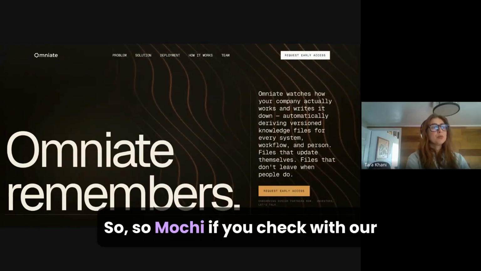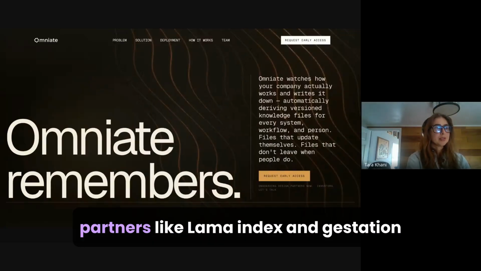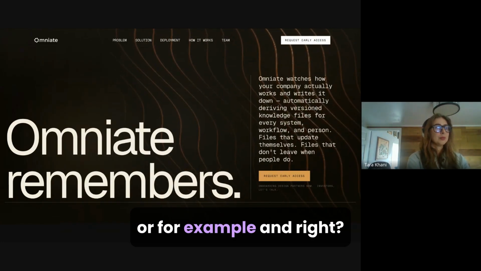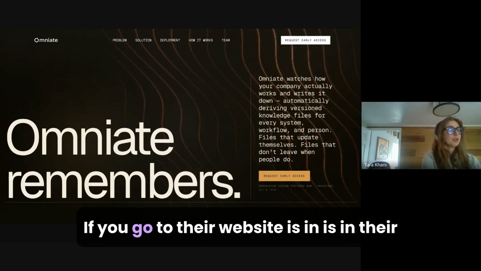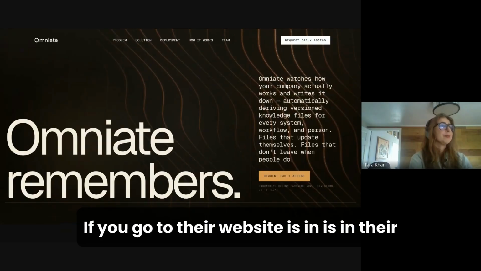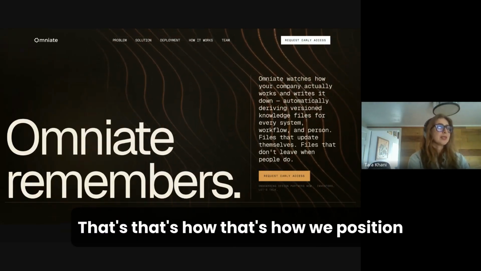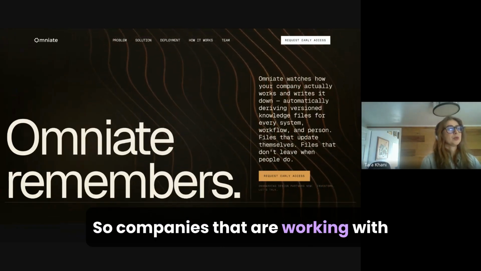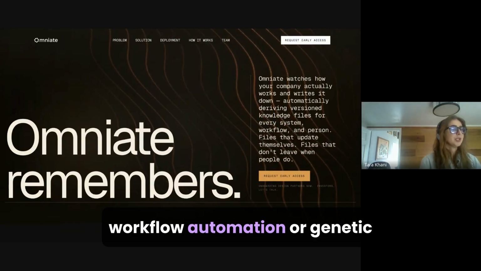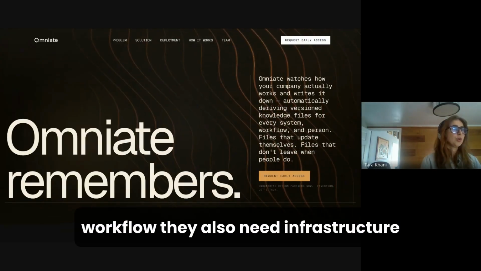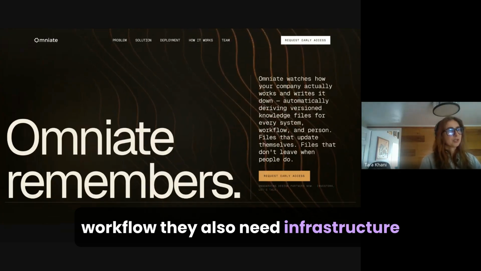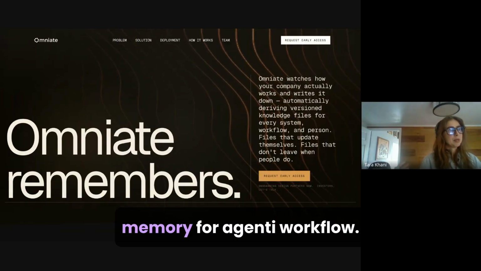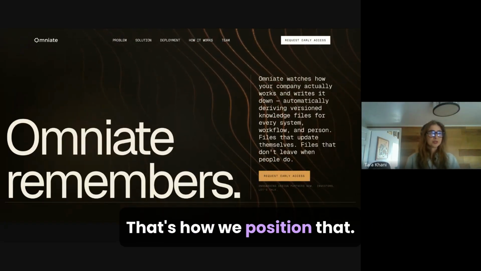Yeah. So moorcheh, if you check with our partners like LlamaIndex, Ingestion, or for example, N8N, if you go to their website, moorcheh is in their vector store. That's how we position ourselves. So companies that are working with workflow automation or agentic workflow also need an infrastructure like vector search. And when moorcheh memory comes in, memory for agentic workflow, that's how I would position that.